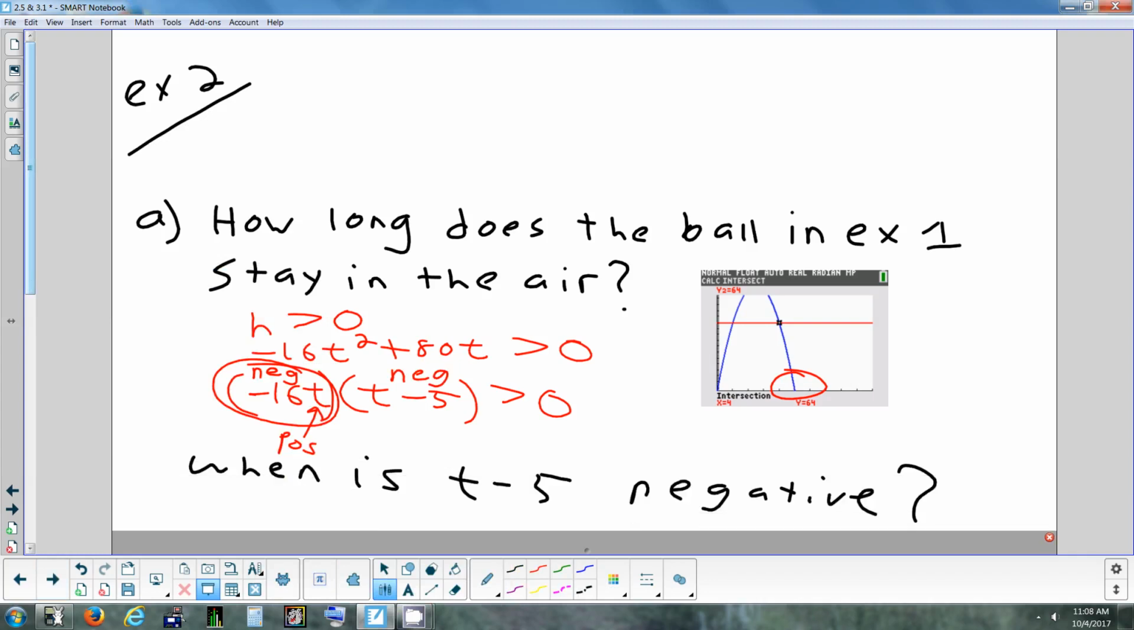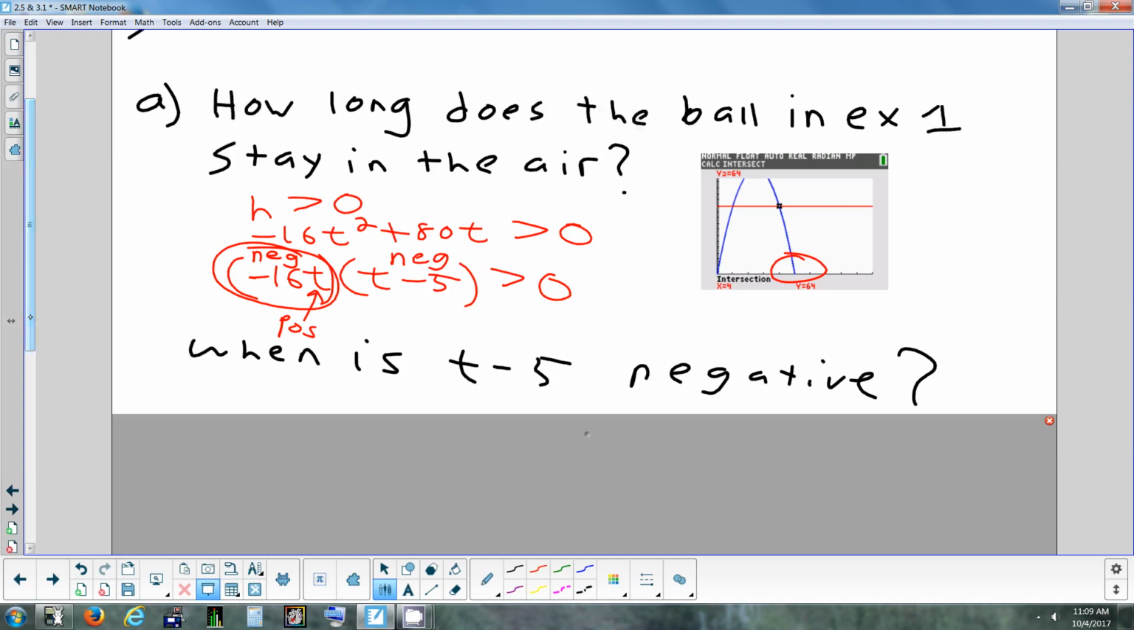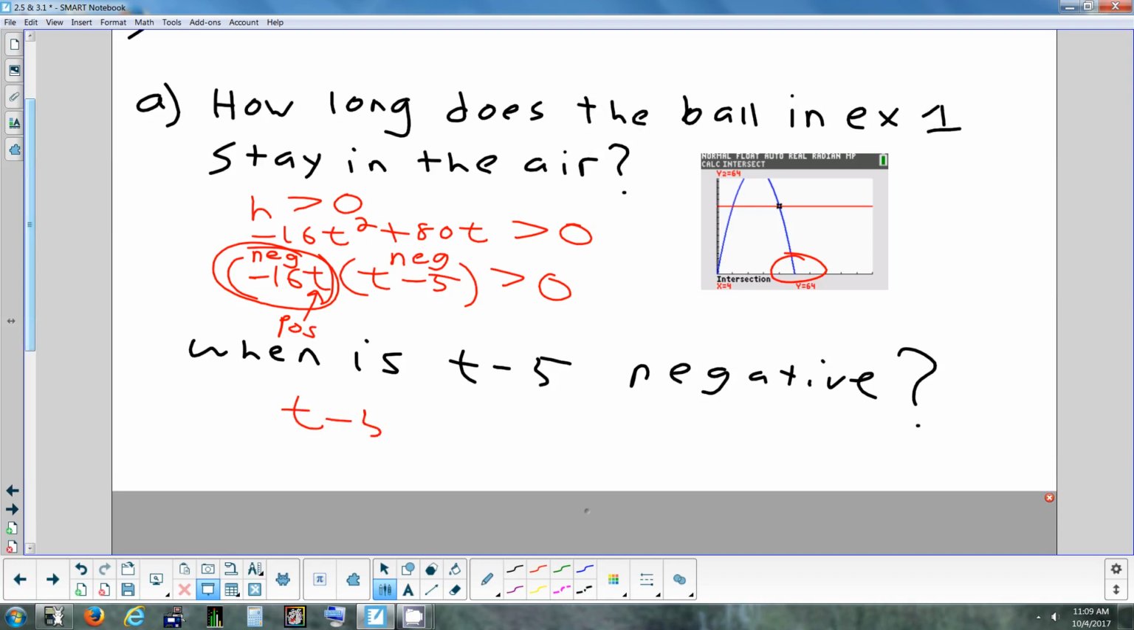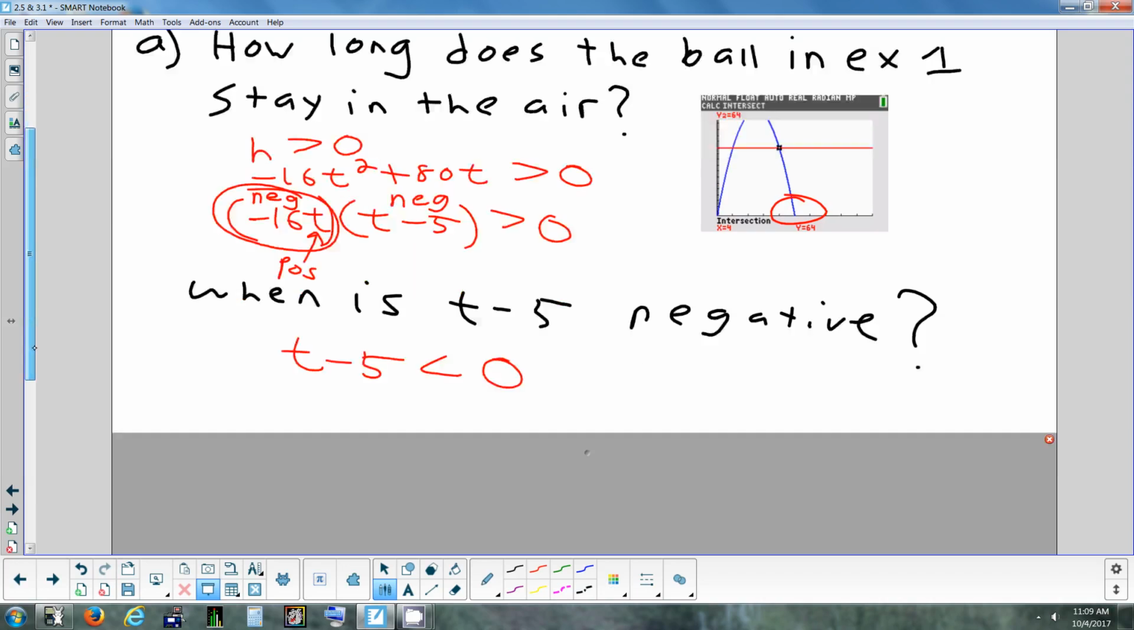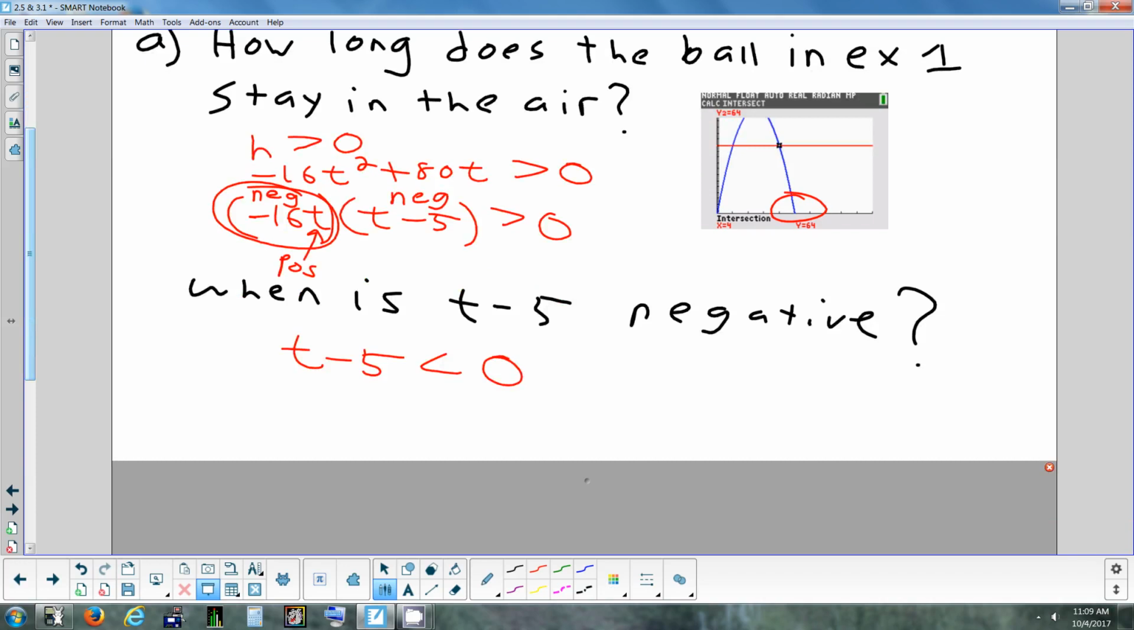So really, the question is just, when is t minus 5 negative? If you can answer that, it'll tell you when the object is above 0 height, which means it's still in the air. Right? So when is this negative? Because if that comes out negative, and then you multiply by another negative, then it's going to come out positive. The two negatives cancel. So how would I solve that? Add 5. That's how long it's in the air for.